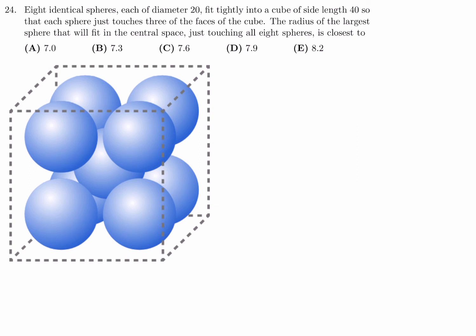Here's a diagram of this scenario where you have 8 spheres. As you can see, 1, 2, 3, 4. You can see this guy is 5, 6, 7, 8. And then they have one additional sphere in the middle right there. Now, we have to figure out the radius of that middle sphere. So we have to figure out the radius of that guy right there. So how do we do this?